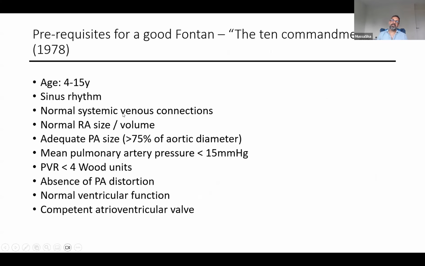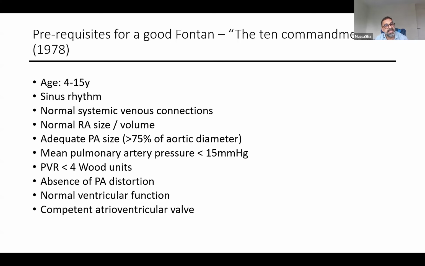So in 1978, when the Fontan operation was taking off, and more congenital surgeons were doing it around the world, the success from the Fontan operation seemed to be determined by a number of factors. And these were colloquially known as the 10 Commandments, because there were basically 10 prerequisites for a good Fontan circulation. And so this is the list.